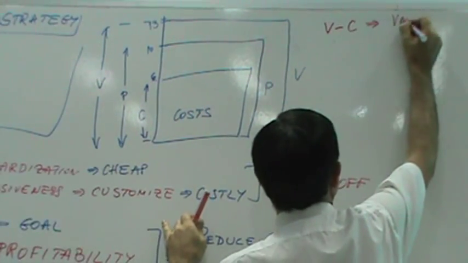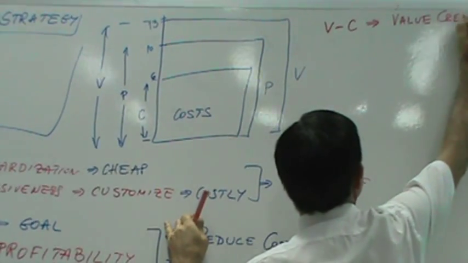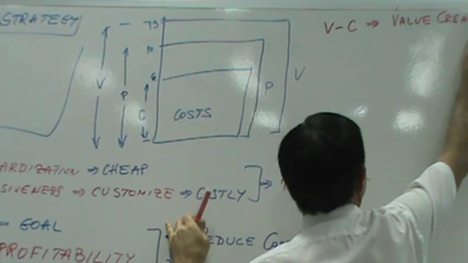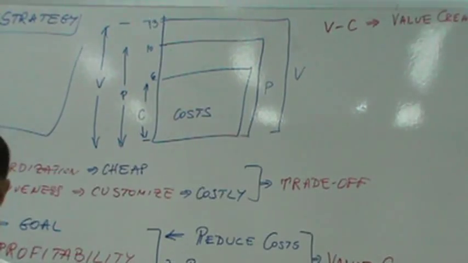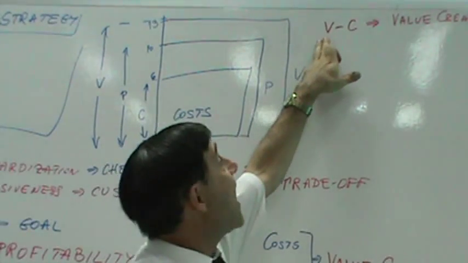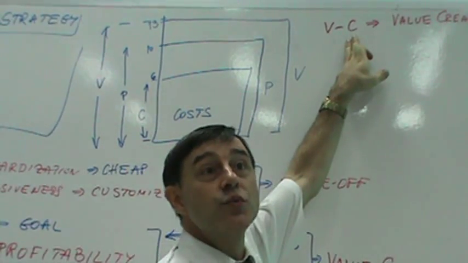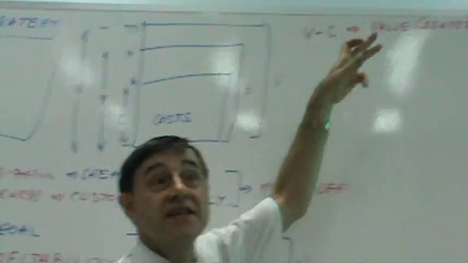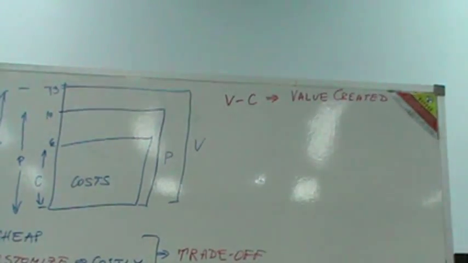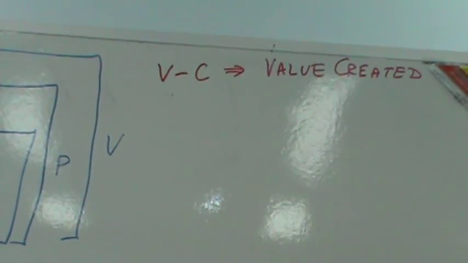value creation. And therefore, we call it value created. So, value created is the difference between the value which the consumer sees in a product and the cost which the producer takes to actually manufacture it. This is the value that it creates. They perceive the product to be very valuable, but the cost is very small.